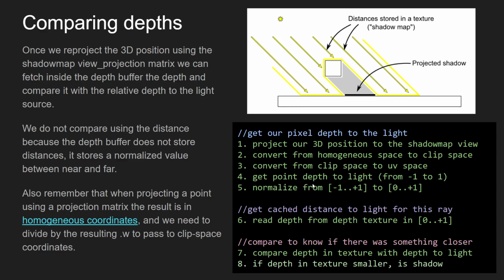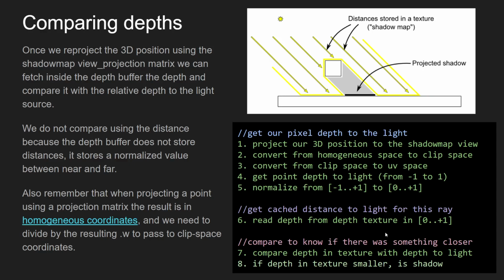And then we extract how far away this point is from the light, and because this has to go from -1 to 1 and the shadow map goes from 0 to 1, we convert it from -1 to 1 to 0 to 1, okay? And now we have both distances, the distance from the shadow map and the distance from this point to the light, and then we compare them, okay?